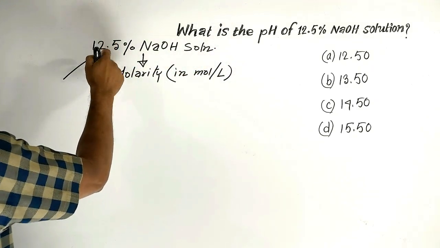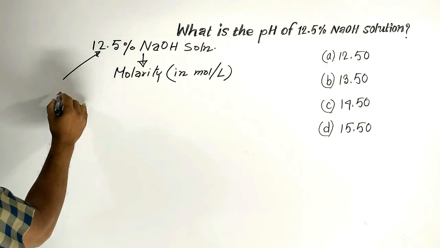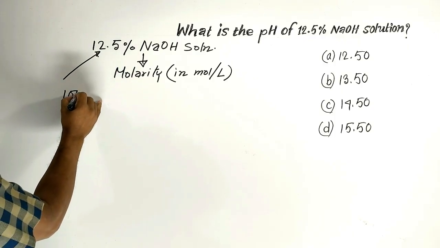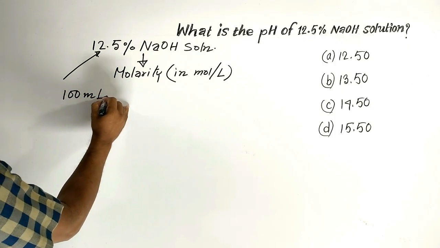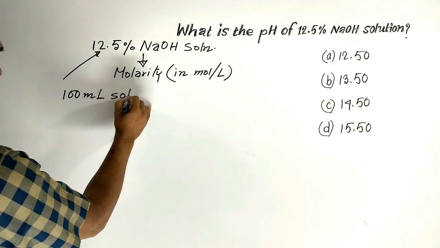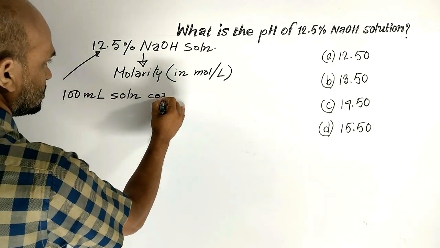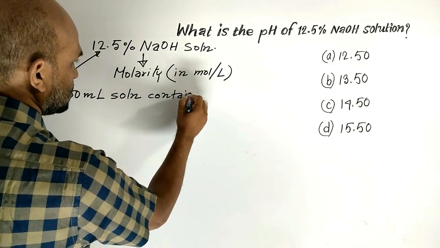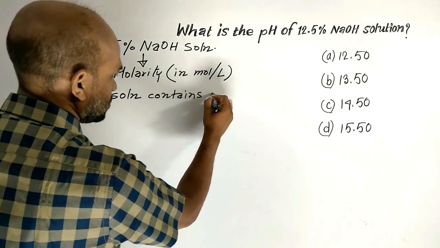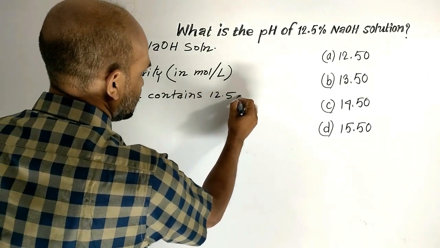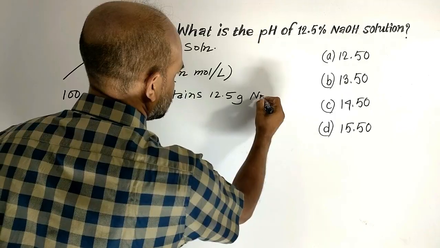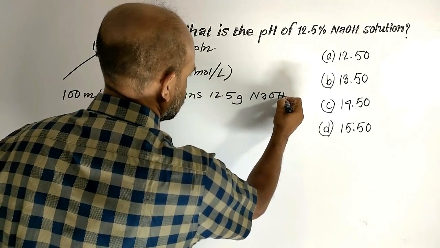What does it mean? It means 100 milliliter solution contains 12.5 gram sodium hydroxide.